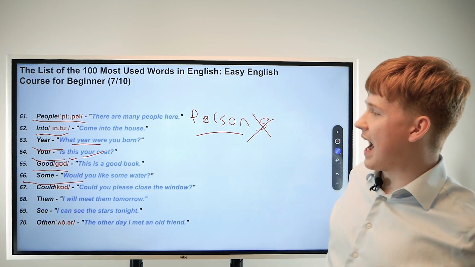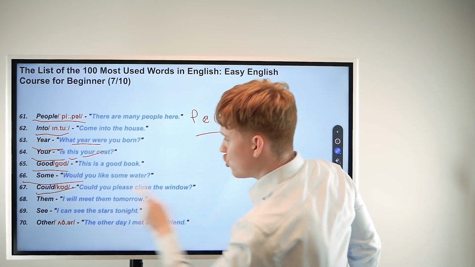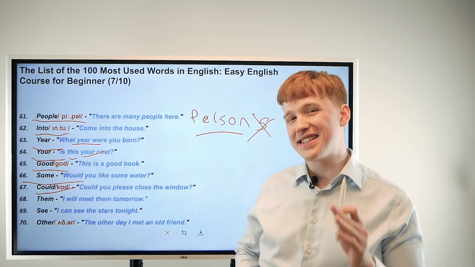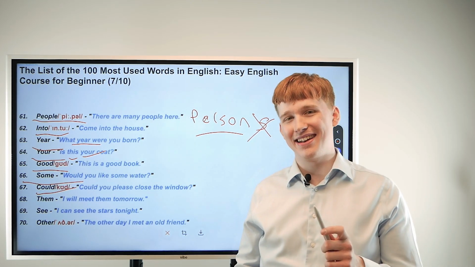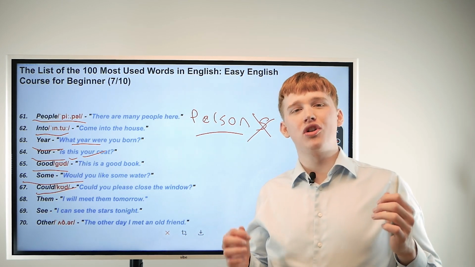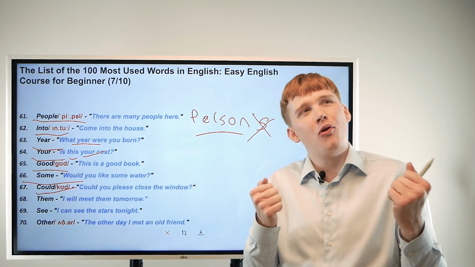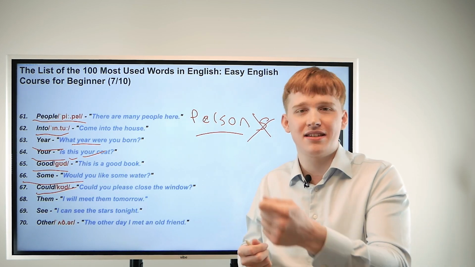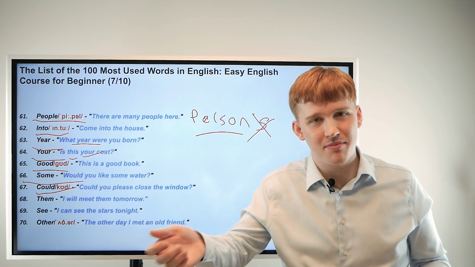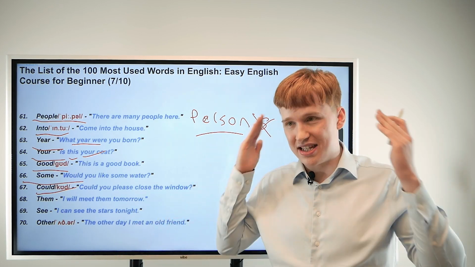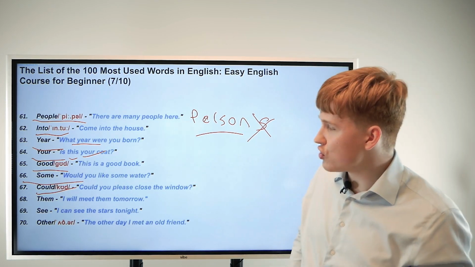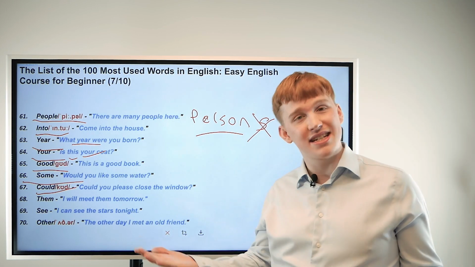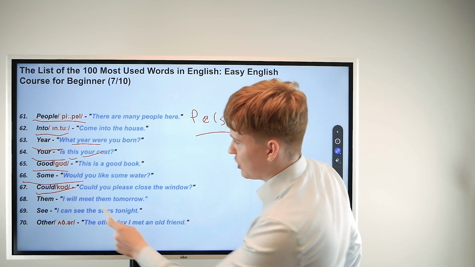Next up, we have could. Could you please close the window? So could is used very similarly to can, but we use could when we want to make the request a bit softer. So if we go into a shop, we say, could I please have this? We wouldn't say, can I have this? Because that could be seen as quite rude because it's very direct. But could you please close the window is used when you're asking someone a polite question. So that is when we use this.